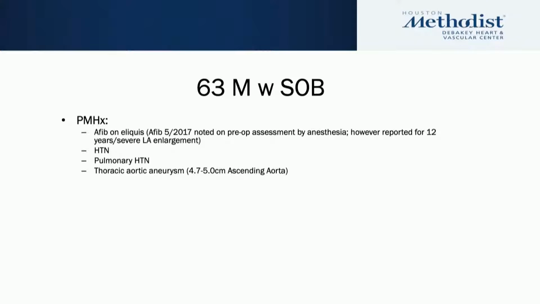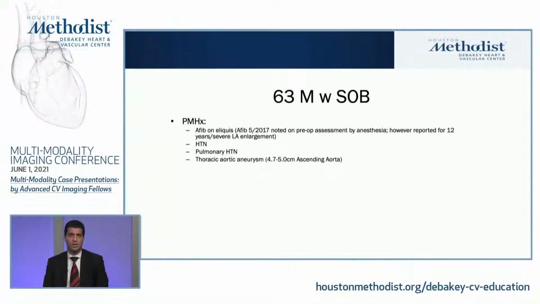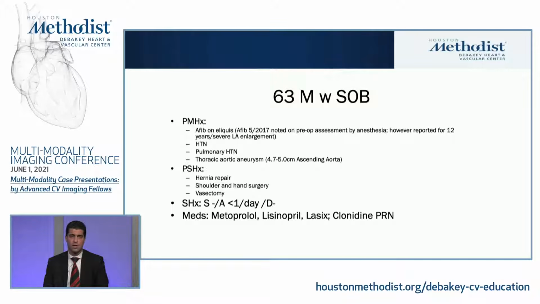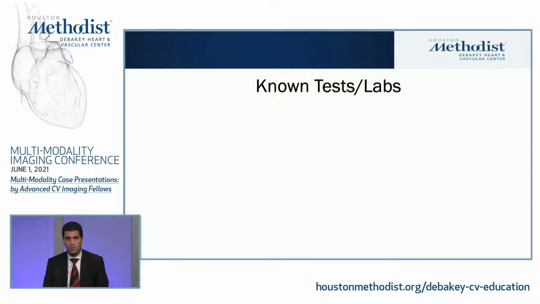He has hypertension, he has pulmonary hypertension, and he has a thoracic aortic aneurysm with studies showing an aneurysm anywhere between 4.7 to 5.0 in the ascending aorta. His past surgical history is as follows. He doesn't smoke, has less than 1 drink a day, doesn't do drugs, and he's on metoprolol, lisinopril, Lasix, and clonidine that he takes as needed for blood pressure.